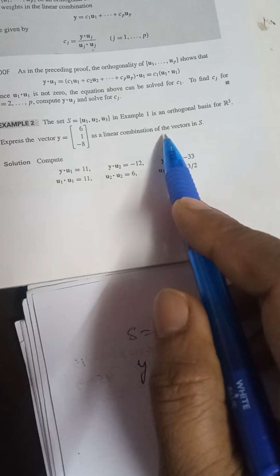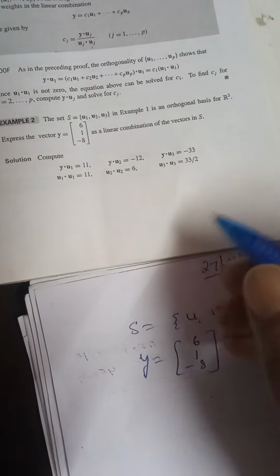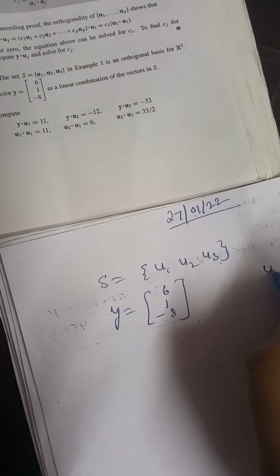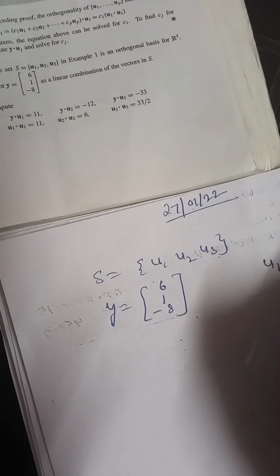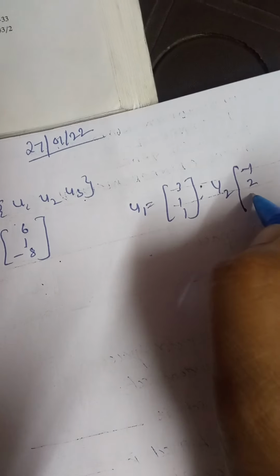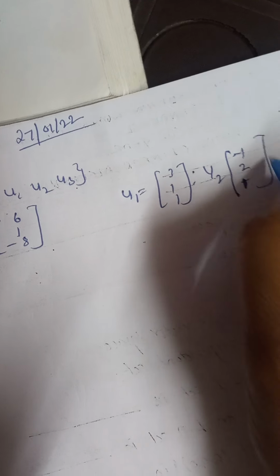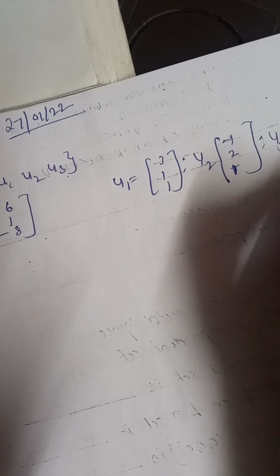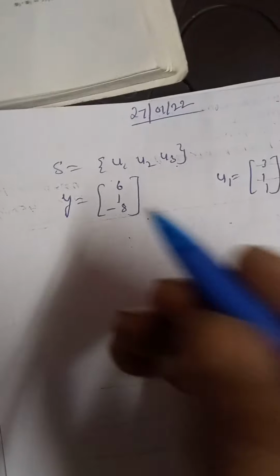As a linear combination of the vectors of S. Now what is u1 here? u1 is given as (3, 1, 1) and u2 is equal to (-1, 2, 1). Next, u3 is equal to (-1/2, -2, 7/2). These are the three vectors. Now we have to write this vector y as a linear combination of these three vectors.